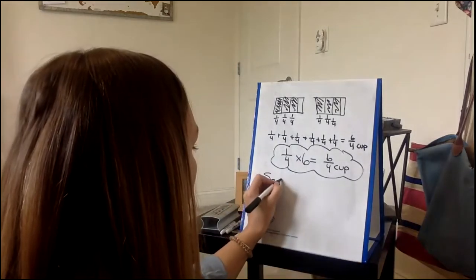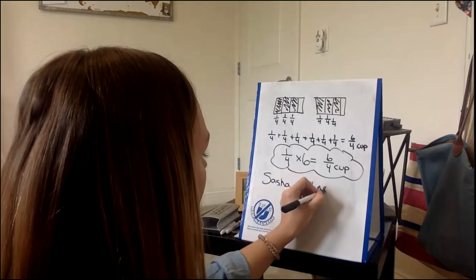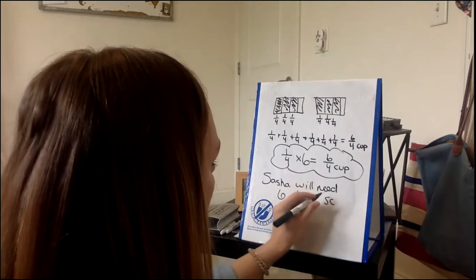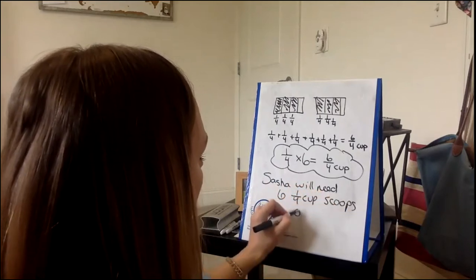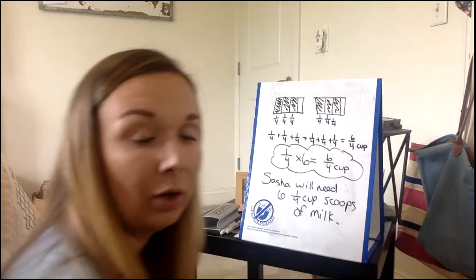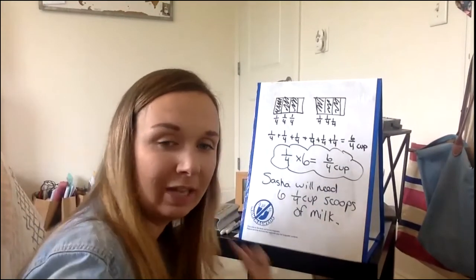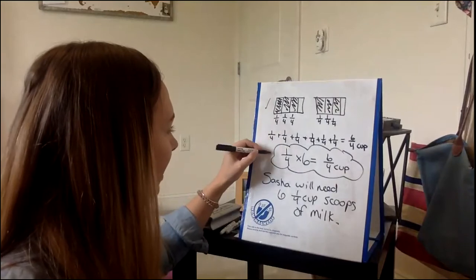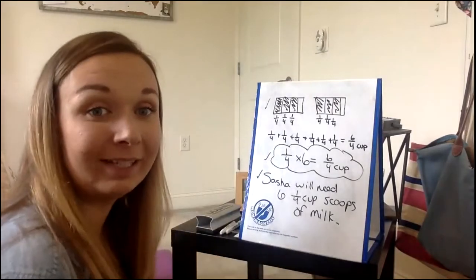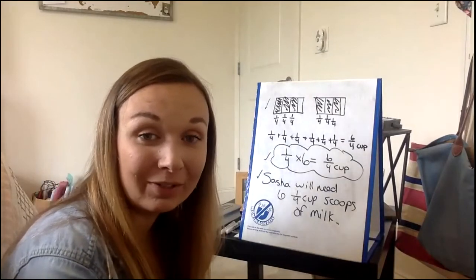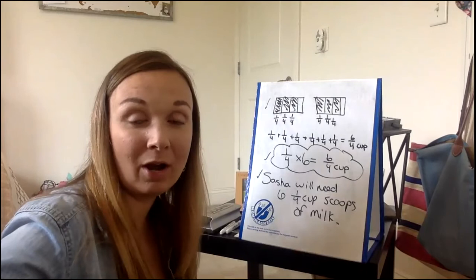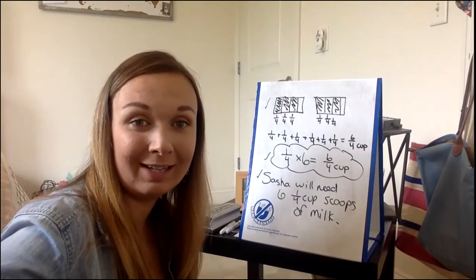So Sasha will need 6 1/4 cup scoops of milk. Looking back through the directions, it asked for a tape diagram. We had it. It asked for a multiplication sentence. We had it, and it was a word problem, so we knew we needed to answer our question in a complete sentence. Hopefully your work looked something like mine. If it did not, as always, go through, find that mistake, think about where you went wrong, and keep working hard.